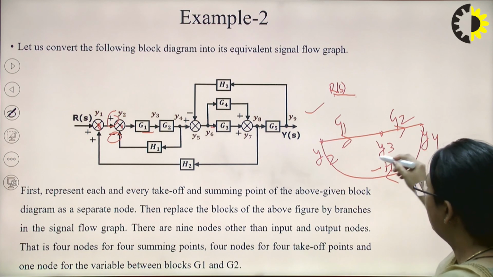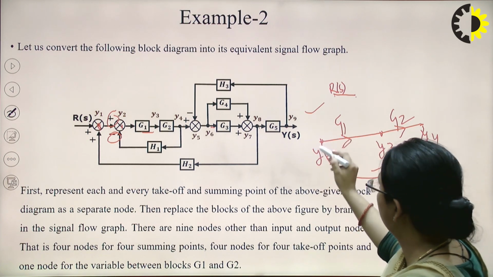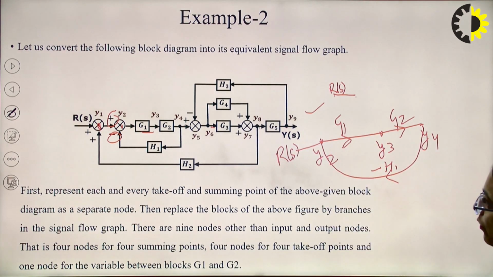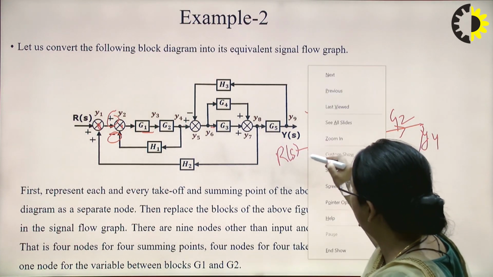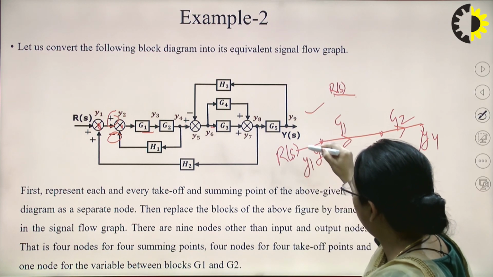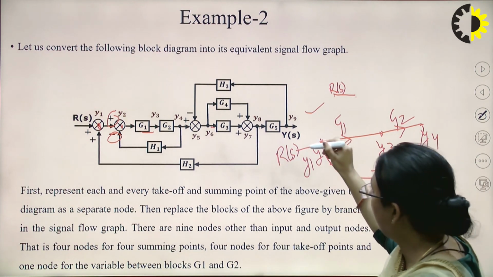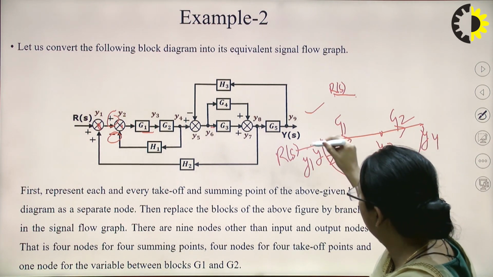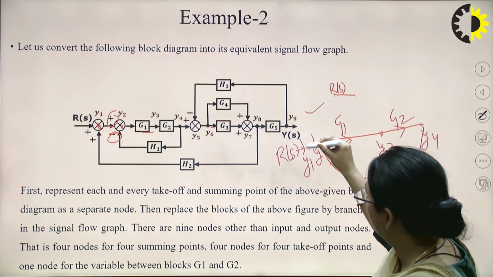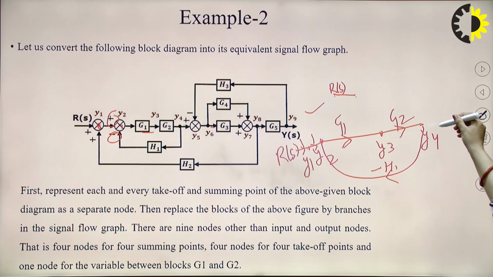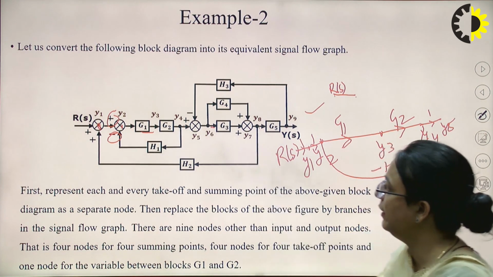Then we have this RS. Sorry, RS is coming to this Y1, another node Y1. The gain between RS and Y1 is 1, and the gain between Y1 and Y2 is also 1 here. Now coming to Y4 and Y5, the gain is again 1. Then from Y5 to Y6 again the gain is 1.